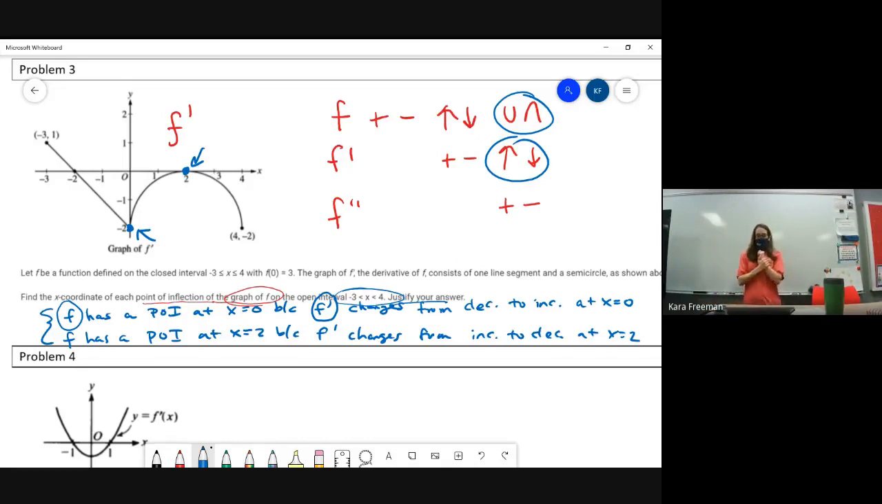Yes? Let's say the graph continued past 4, -2. Let's say it had another line out from under it with a positive slope. So would x equals 4 also be a point of inflection? Yep, because it's changing from decreasing to increasing. We just don't include it here, because it's an endpoint. Any other questions? Okay, do y'all see how that chart can be helpful? All right, let's try number 4.